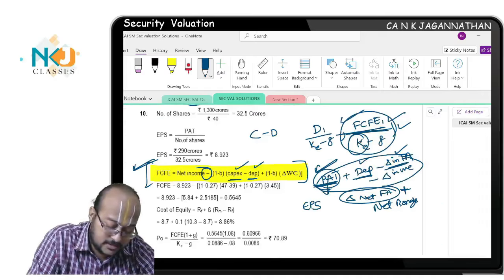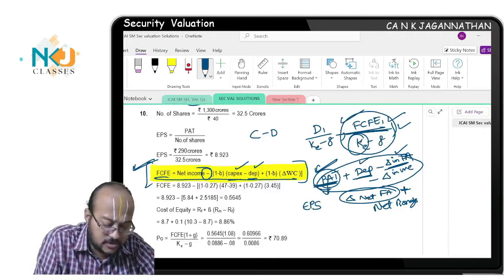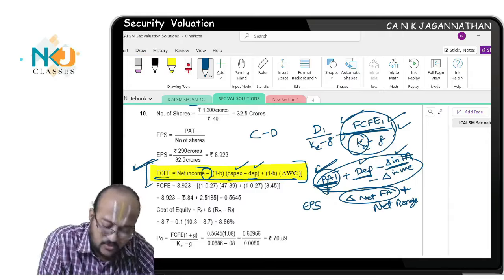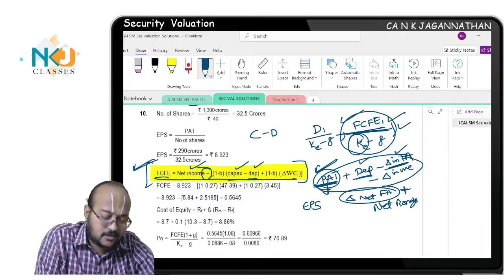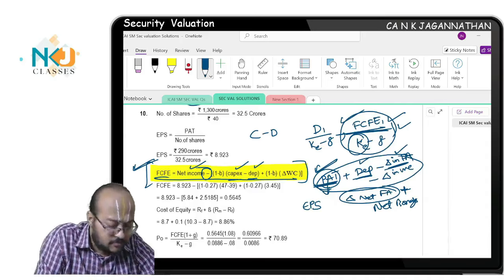Are you understanding? This is the crux of the formula. Now tell me, what is the formula? Net income, they have taken per share only. This is nothing but EPS. Net income you should not write, EPS you write. The module also has EPS given.